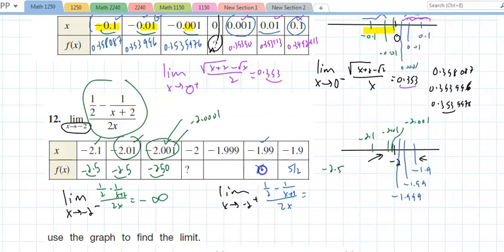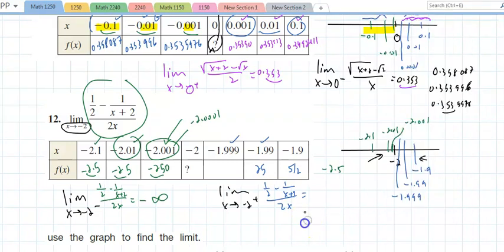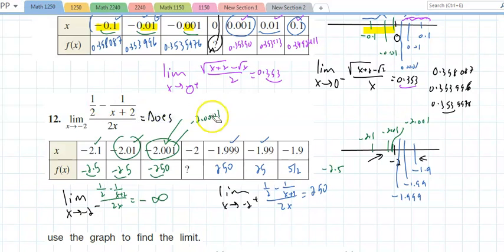I'm getting 25. And how about negative 1.999? I'm getting negative 250. Can you guess what's happening from the right? I'm getting 250. So, what do we say here? We say this limit as x approaches negative 2 does not exist, or simply DNE.